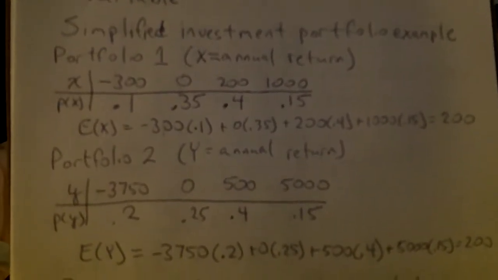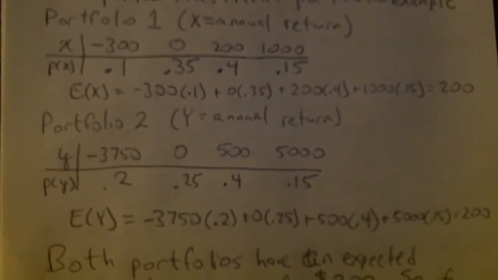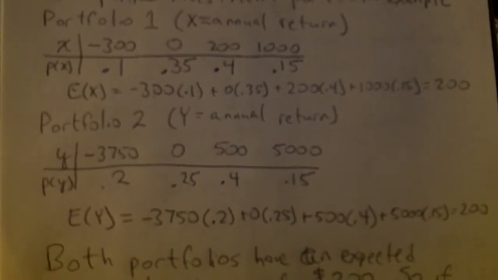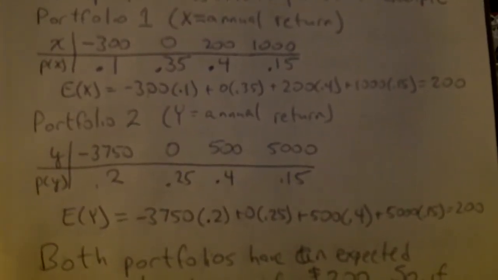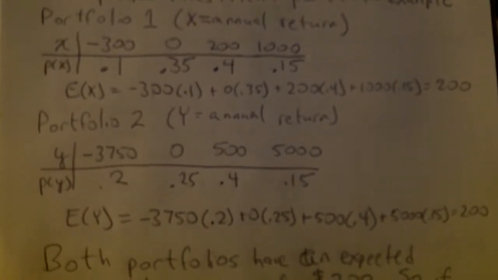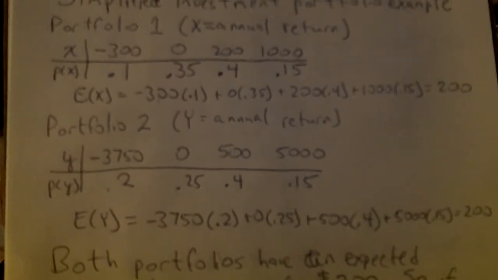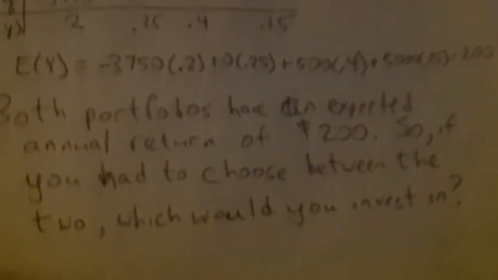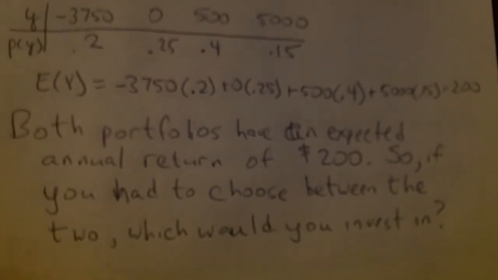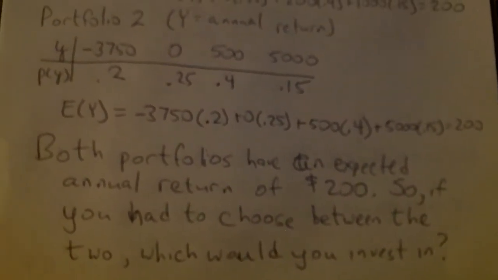If you calculate the expected value or the expected annual return, in both cases the value is $200. So as far as these two portfolios are concerned, they have the same expected return. Remember, the expected value, we're taking each value of the variable, multiplying it by its probability, and then adding those up. So they have the same annual return, $200. And the question then becomes, if we had to choose between the two, which one would we invest in?